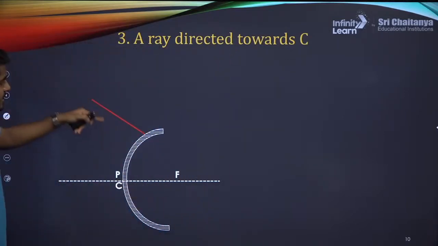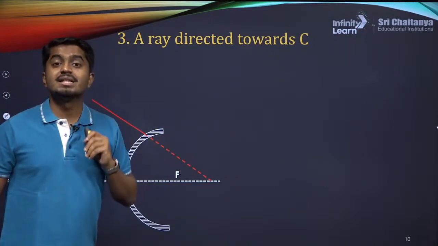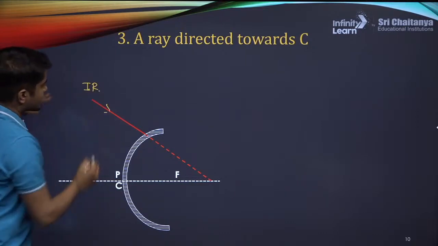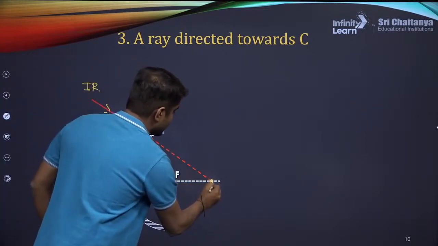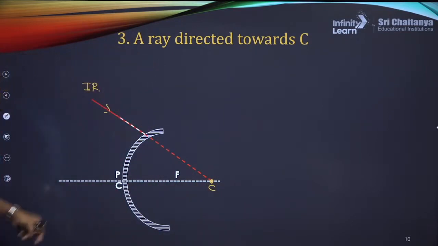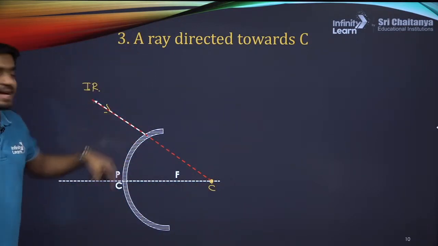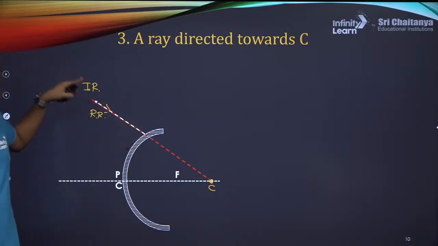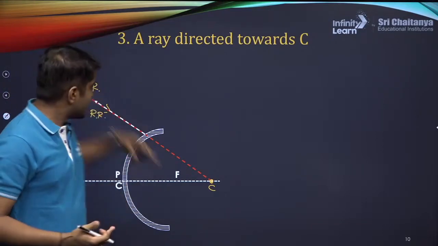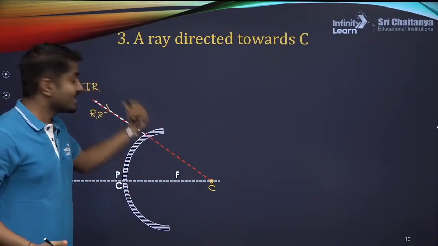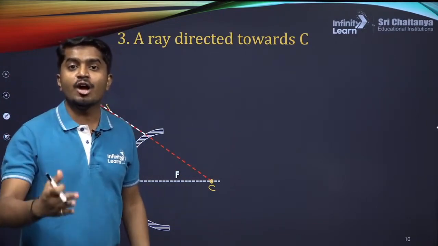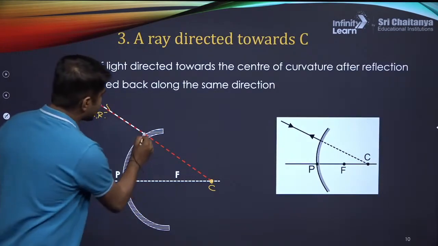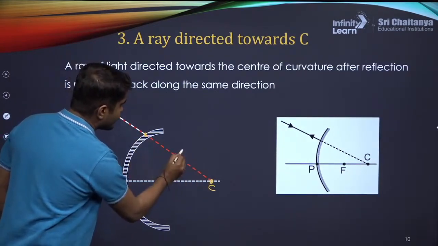So you see here, the ray is directed towards the center of curvature. There is our incident ray, which is directed towards this point, the center of curvature. In that case, you see what is happening? The reflected ray, this white one, retraces its own path. The incident ray and the reflected ray lie on the same line. So why is it so? The explanation for that is that this point and this point form the radius.